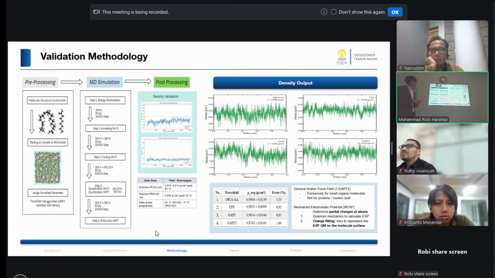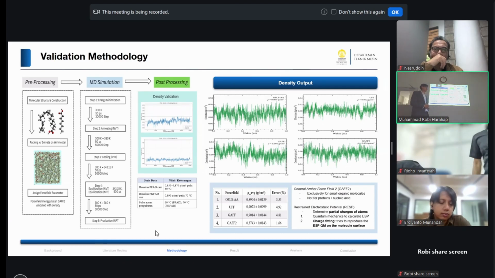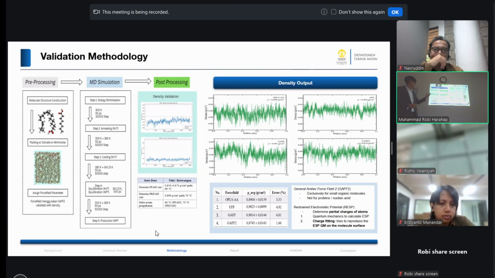Okay, so what are we trying to produce in this simulation? We're trying to produce density. Obviously, we're trying to get the average amount of density, and we're going to see if the density is similar to the one that is in our reference. So our reference density for PFAD that is in liquid form is 0.85 to 0.87, which is averaged to be 0.86.